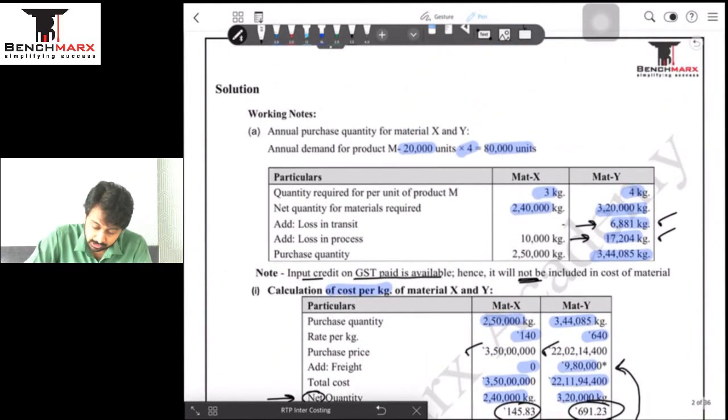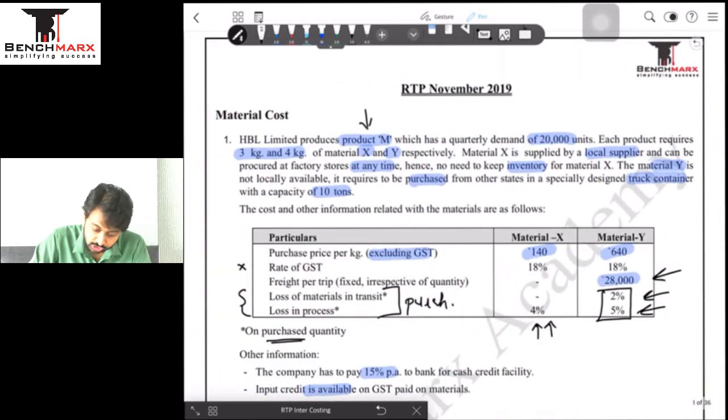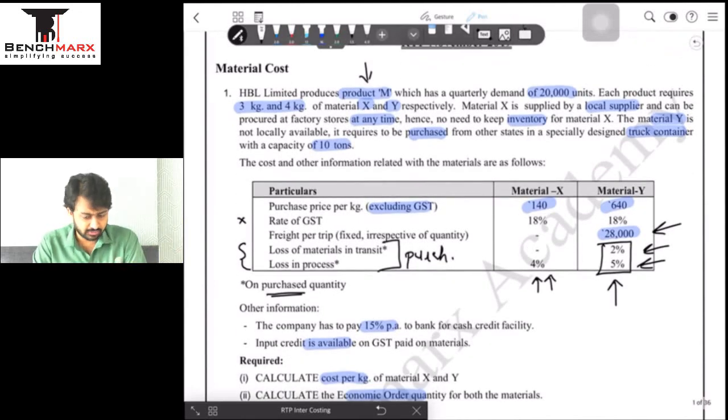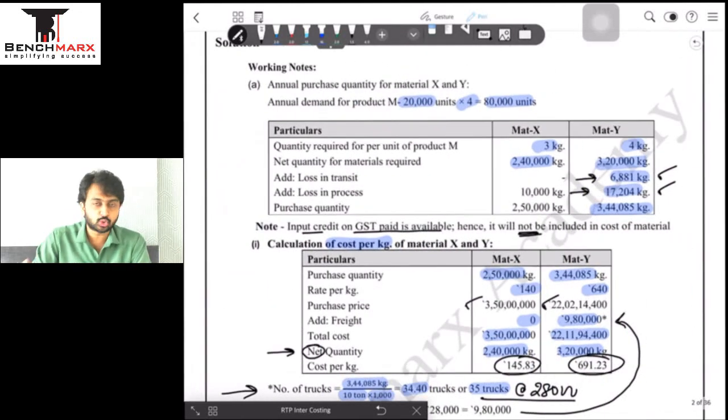ये वाला अपना, इधर का question. अपना these two losses, 5% and 2%. Normally we have only one type of loss, but यहाँ पे दो type of loss है, and both the losses are on purchase quantity. So you need to do 5 plus 2, and I will get the gross purchase requirement. So all in all, many things in this question that require last day revision. That's why please go through this question on the last day.